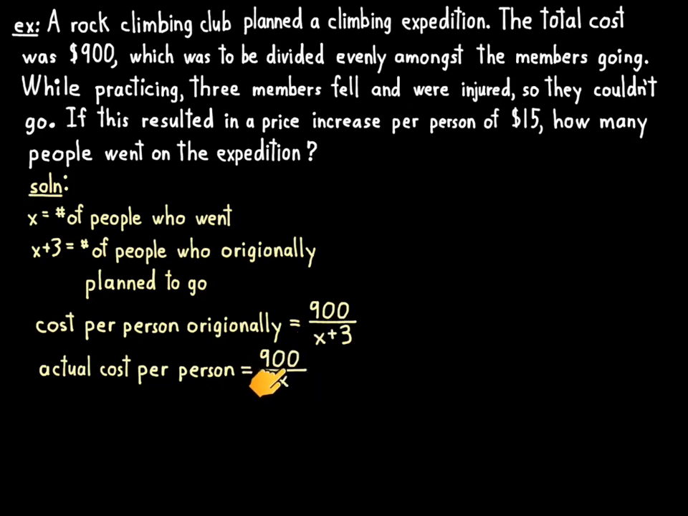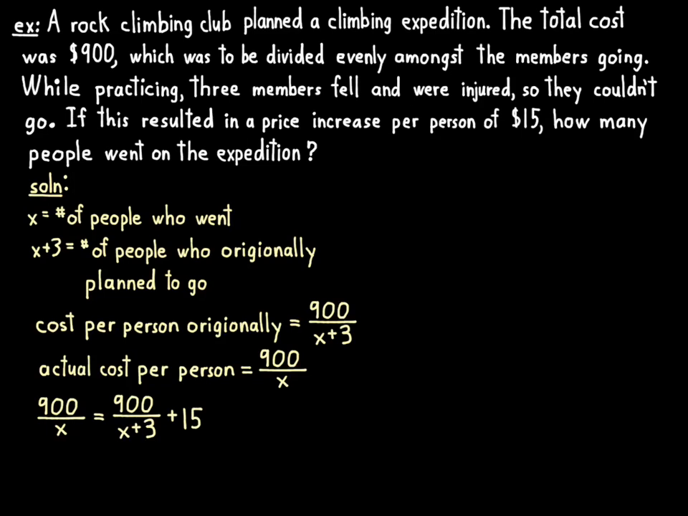Now you could take the bigger one minus the smaller one equals 15. Or you can do what I did, which is just the smaller one, the one where everyone was going to go, plus 15 equals the cost of the people that actually went per person. Okay? So there are different ways of setting that up. Like I said, you could take the difference of these two expressions and equal 15. I just did it that way.